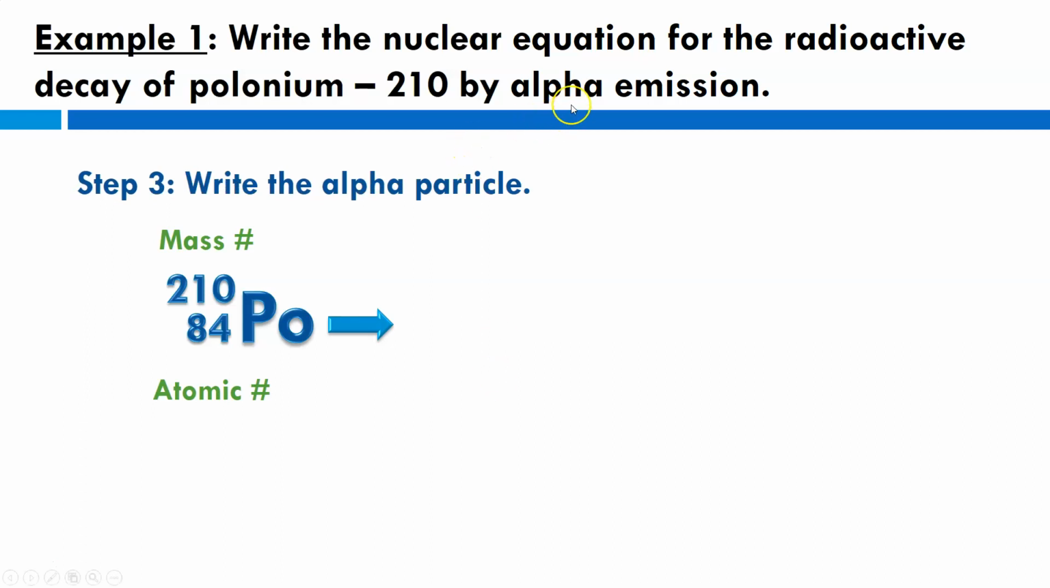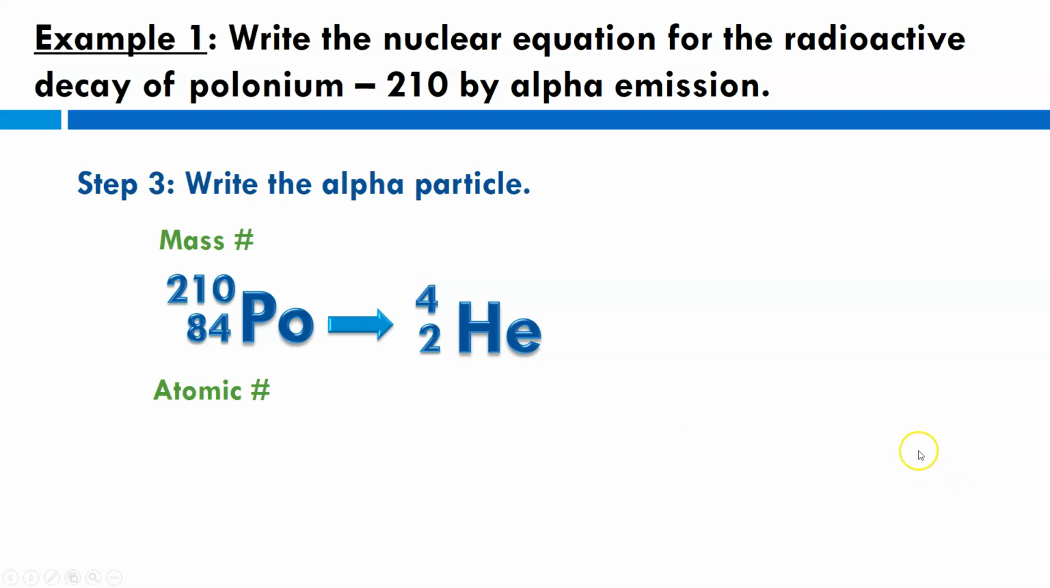It told me it was an alpha emission. Emission means it was released. It is a product. So I'm going to write my alpha particle. You need to put the 4 and the 2. If you'd rather use the fancy little alpha symbol, you can, but you still need to put the 4 and the 2.